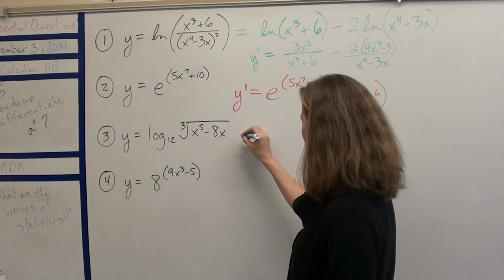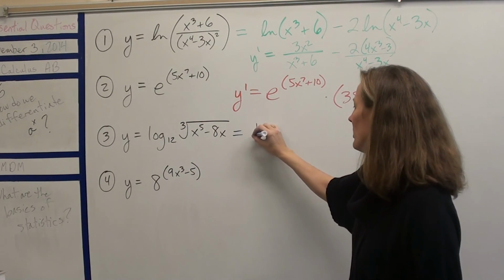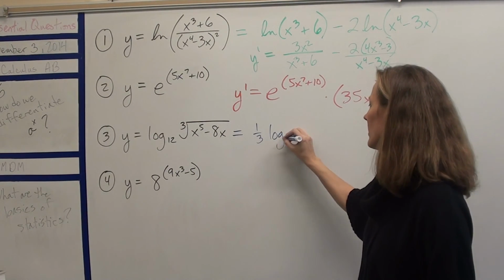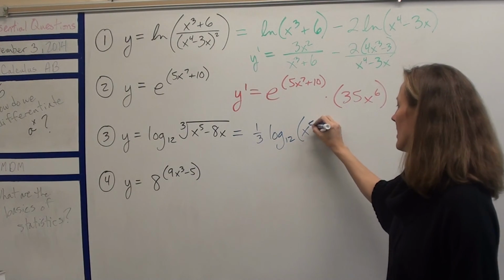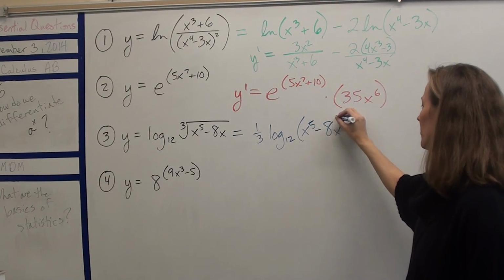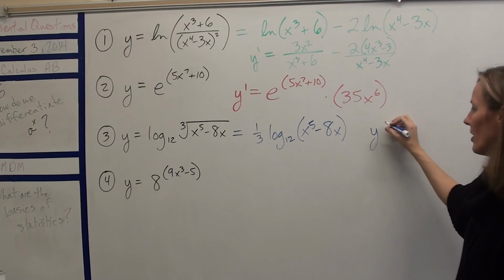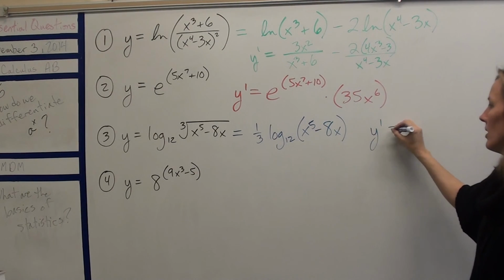So first thing you want to do, of course, is put that 1/3 in front of the log. Never ever, if you can possibly avoid it, never take a derivative of a log of a radical, right? So the video has it on record.